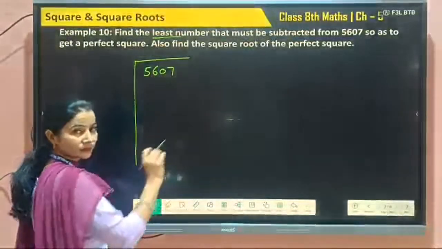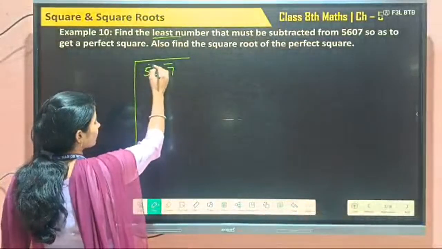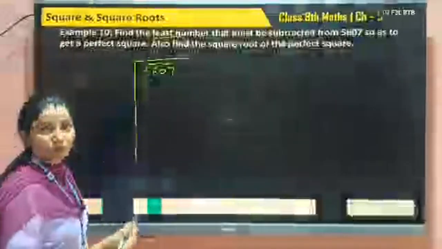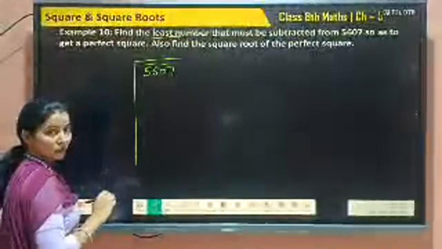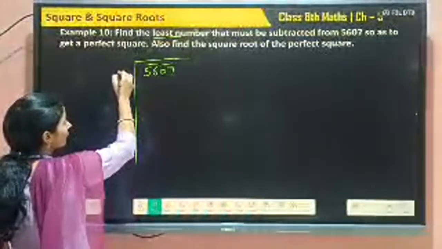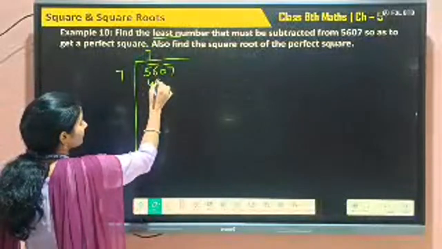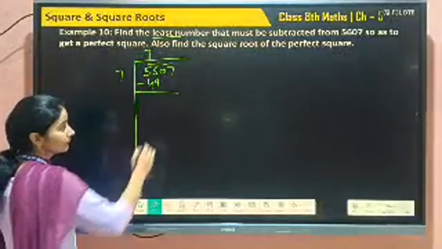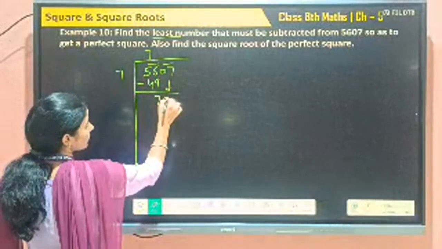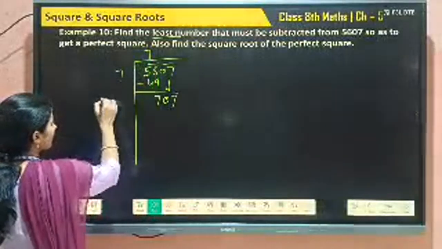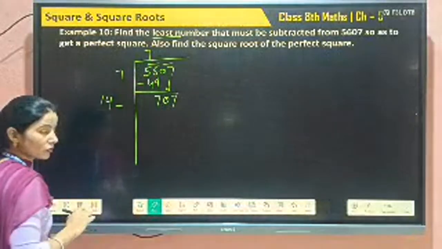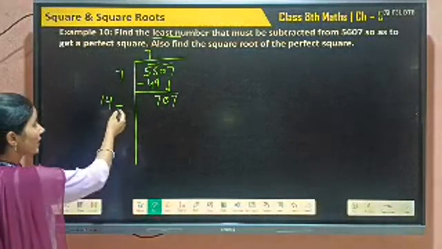5607. The first step is we have to pair the digits from the right side. We paired. After that, think about a number whose square is less than or equal to 56. 7 7s are 49, 8 8s are 64, which will be more than 56. So it will be 7 7s are 49. 56 minus 49 is 7. Then carry down the next pair, 707. So what will be double of this quotient? 14, and we have to insert a blank at the right side of this 14.